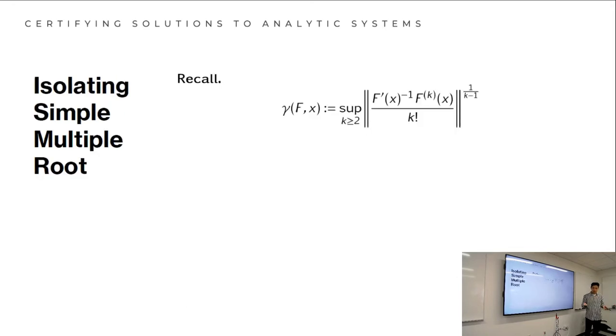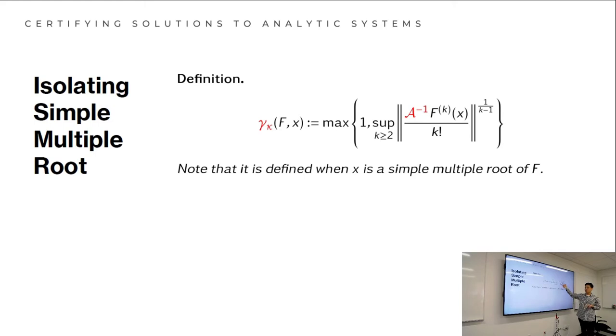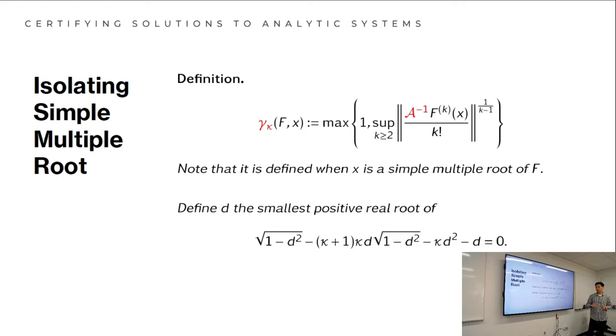This theorem is really nice because if you remember the gamma parameter in the alpha theory, we have the inverse of the Jacobian, but for multiple roots this Jacobian is no longer invertible. Now we can define this gamma kappa using this A, because it is invertible. So this gamma kappa is always well defined when x is a simple multiple root of capital F. Let me also introduce one more parameter, small d, which is the smallest positive root of this equation. This equation always has a positive real root, so we just choose the smallest one.